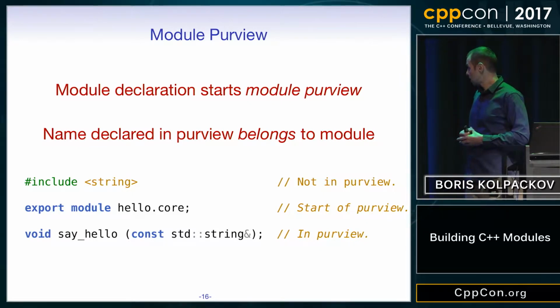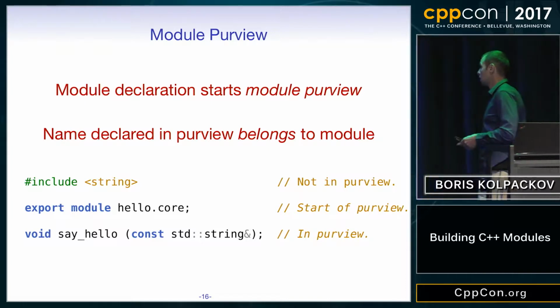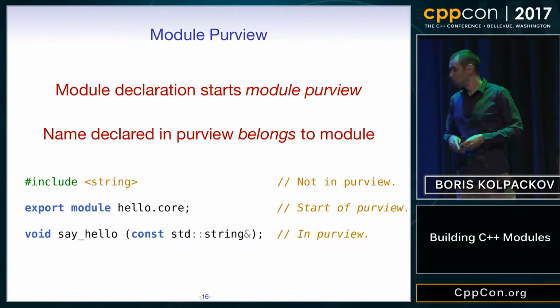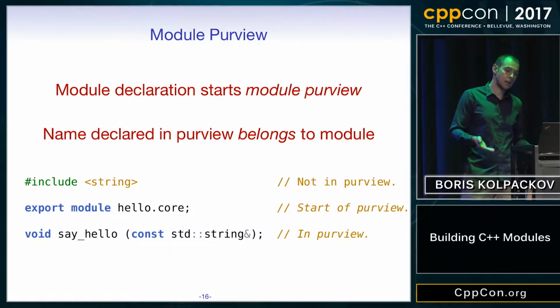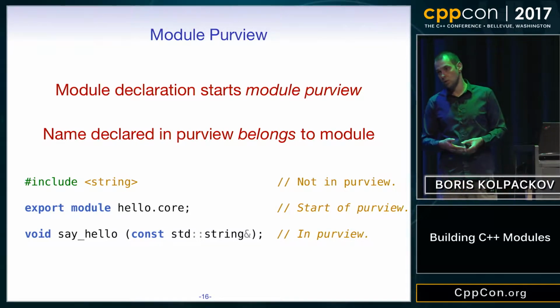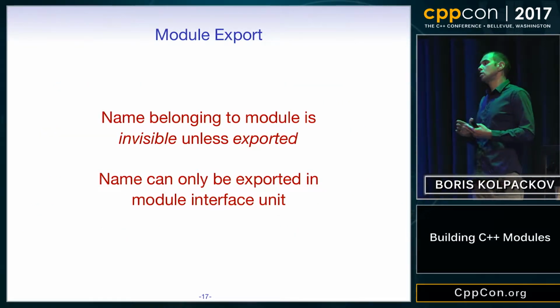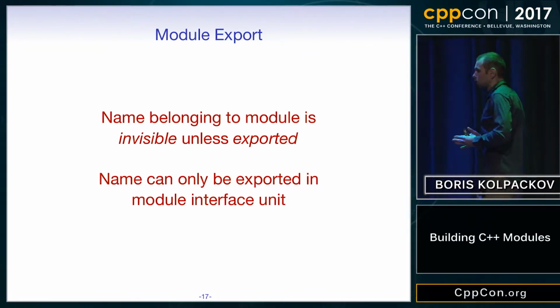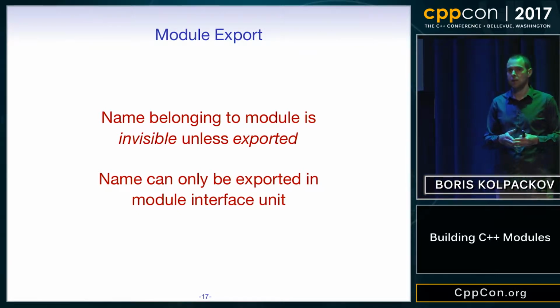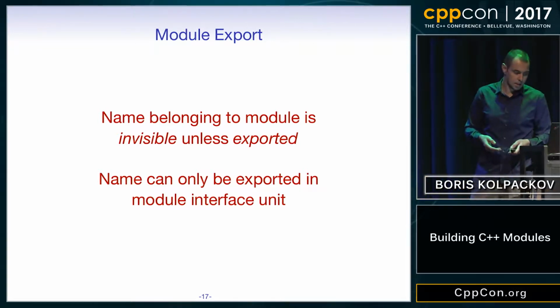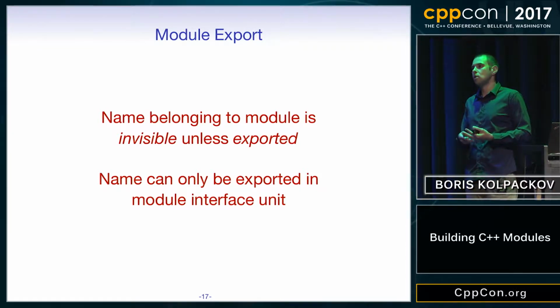So here, an example, we included the std string header out of the module purview. We then have an exported module declaration, which starts the module purview, and then we declare a function which now belongs to this module. A name belonging to a module is invisible to module consumers unless explicitly exported. Right? So this is the explicit exportation semantics. And a name can only be exported in the module interface unit and only in the module purview.